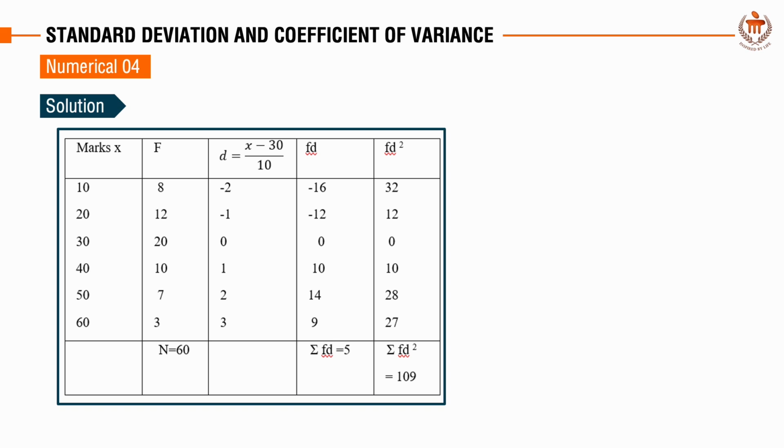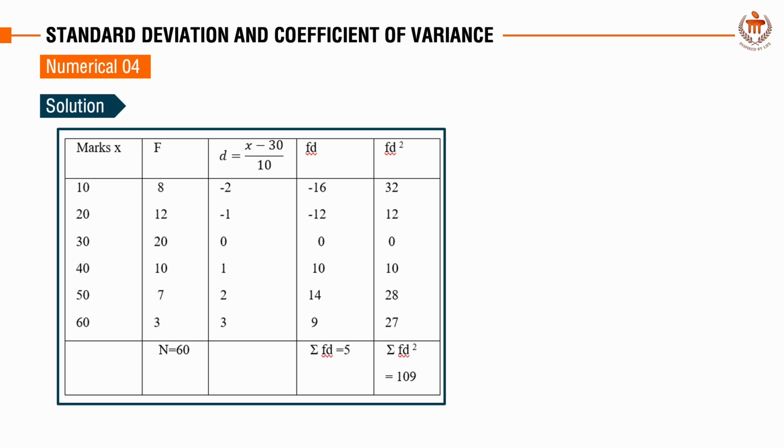So when I subtracted all the values from 30, 10 minus 30, I get minus 20, 20 minus 30, I got minus 10, 30 minus 30, 0, 40 minus 30, 10, 50 minus 30, 20, 60 minus 30, 30. Now all these values we got, minus 20, minus 10, 0, 10, 20, 30, are divisible by 10. So let us divide them by 10. So we got the values minus 2, minus 1, 0, 1, 2, 3. Okay, so the C here is 10.